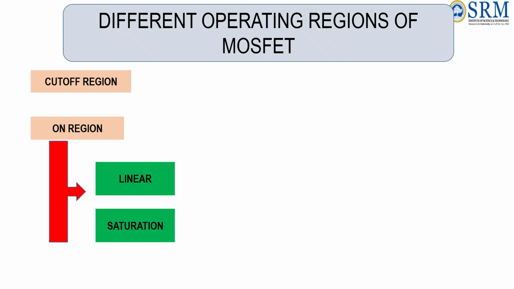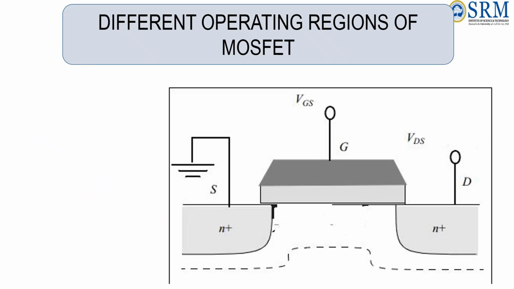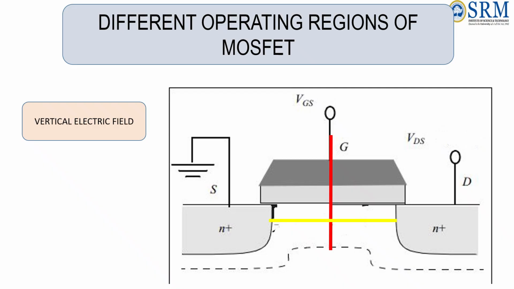So based on the knowledge of the different operating modes, the MOSFET can be either in the off state or in the on state. When it is in the off state, it is said to be cut off. And when it is in the on state, it can be either in the linear region or in the saturation region. By carefully choosing VGS and VDS, the MOSFET can be made to work in any of the above operating regions. VGS is responsible for the vertical electric field and VDS forms the horizontal electric field.